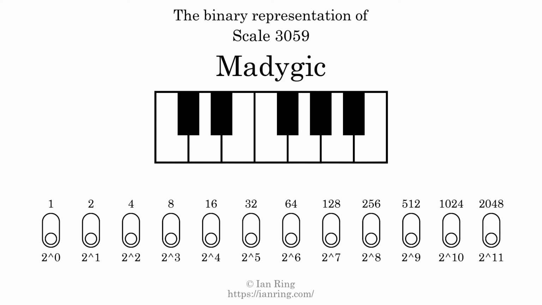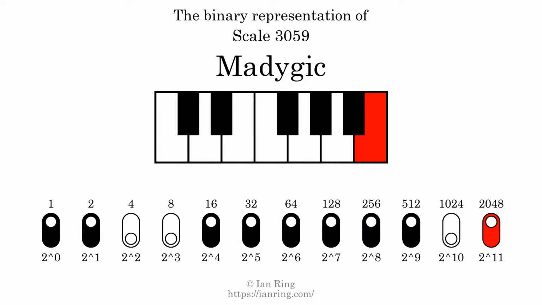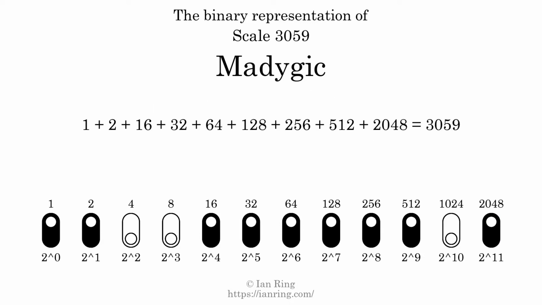The binary representation of this scale is determined by mapping tones of the scale to binary digits. Each binary digit represents a power of 2. To get the scale number, we add the powers of 2 together. The powers of 2 that are present in the scale, all added together, equals 3059. That is why the scale number, in decimal, is 3059.